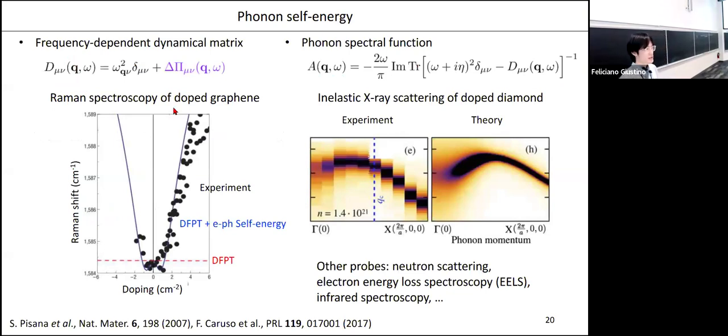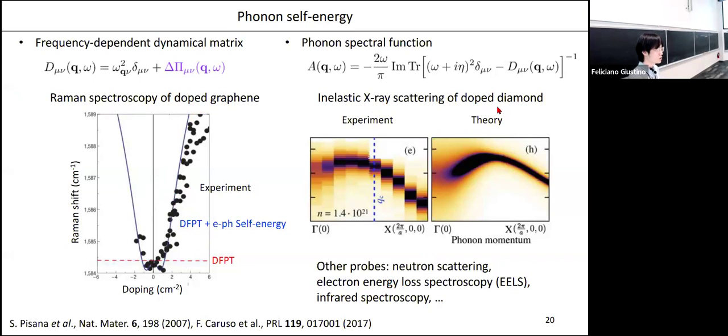Various spectroscopic measurements can give access to these phonon spectral functions or phonon quasi-particle energy. For example, Raman spectroscopy, inelastic X-ray scattering, or other probes like neutron, electron energy loss, or infrared experiments can all give direct or indirect information about the phonon self-energy. This shows that the experimental measurements agree very nicely with calculations using density functional perturbation theory plus the electron-phonon self-energy. And here, from these experiments, you may notice that the experiments are done on doped graphene or doped diamonds.